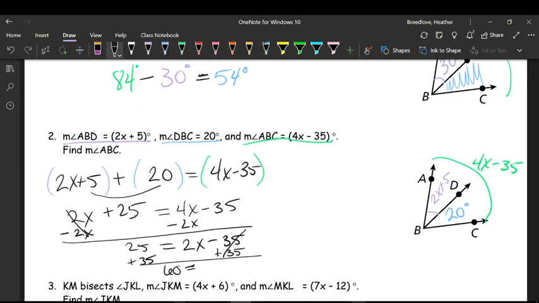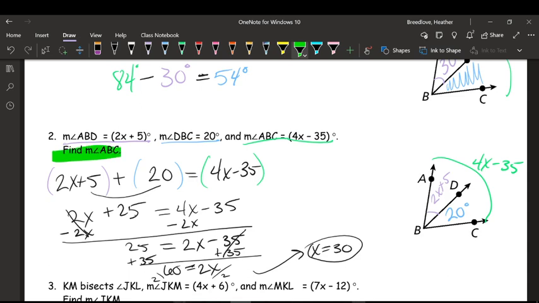I ran out of room. So then if I want x by itself, I divide by 2, right? 60 divided by 2 is 30. So x equals 30. However, I was not asked to find x. That's just part of it. What was I asked for? ABC. ABC is green. Find ABC.